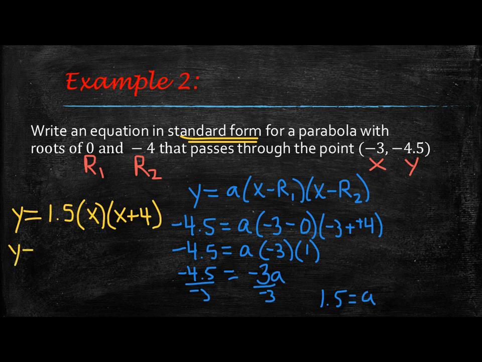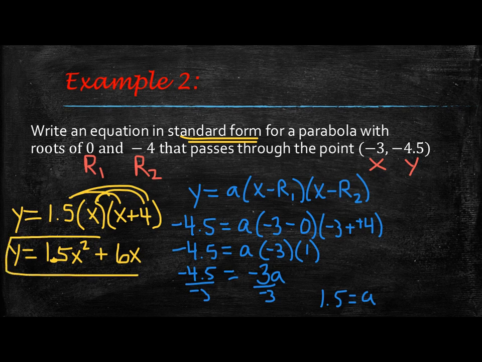So this is going to be y equals 1.5x squared, and then 1.5 times 4 is 6, so plus 6x, right? Because we're going to distribute this, but we're also distributing this. Okay, so that is our final answer.